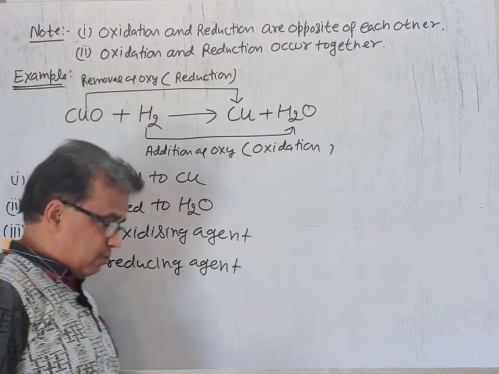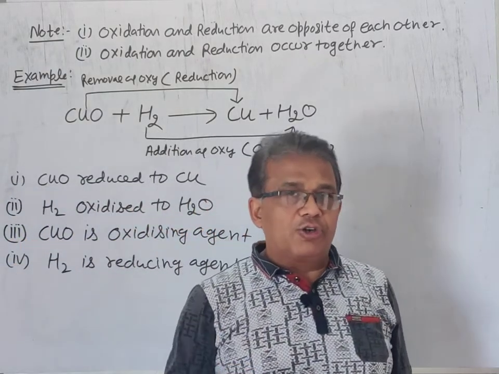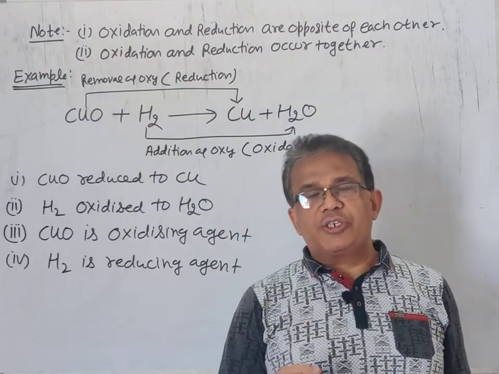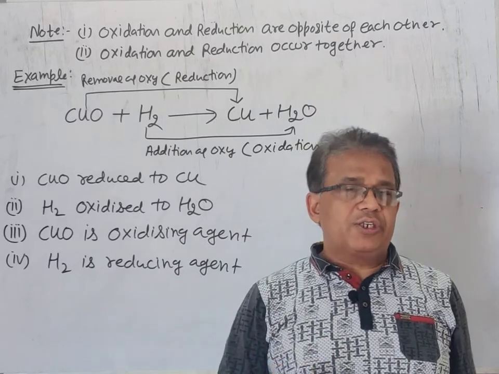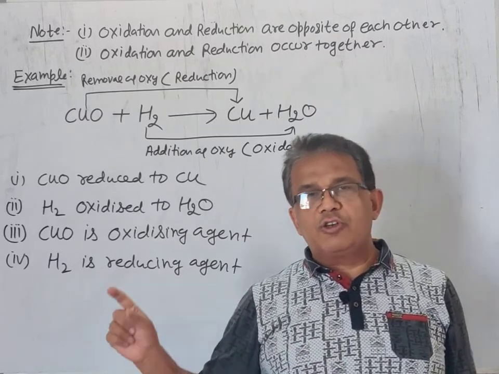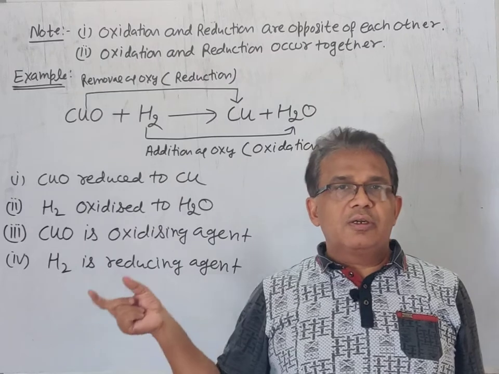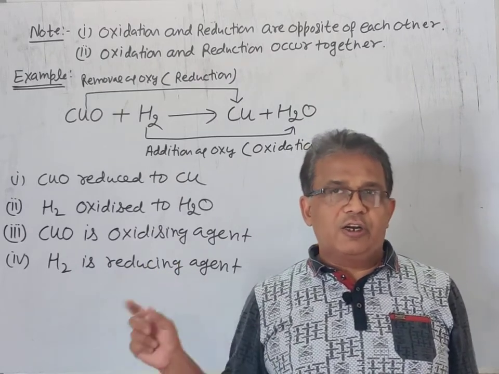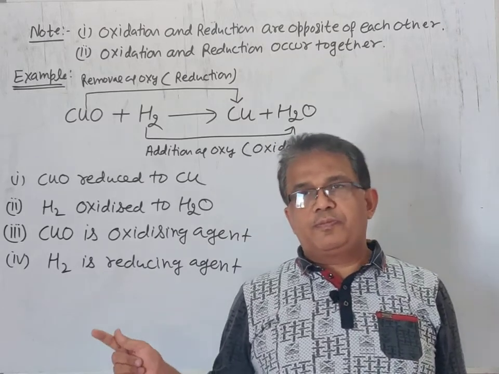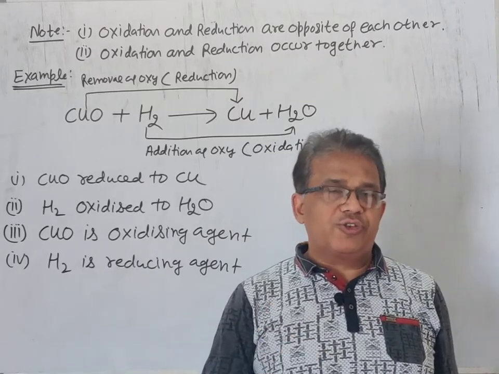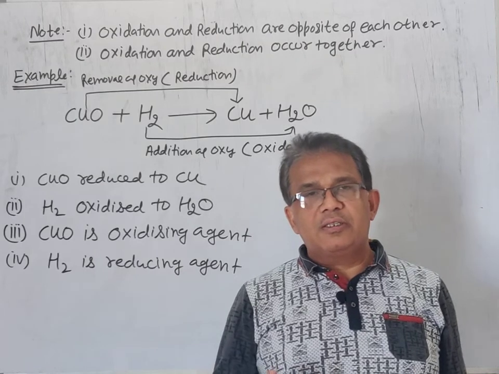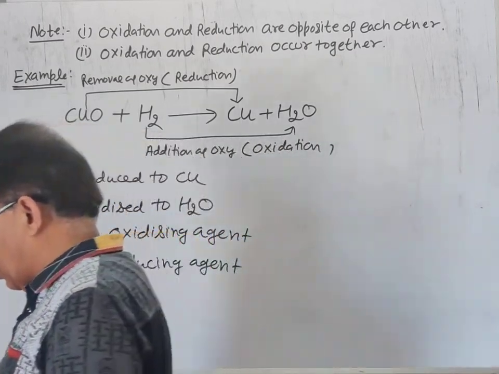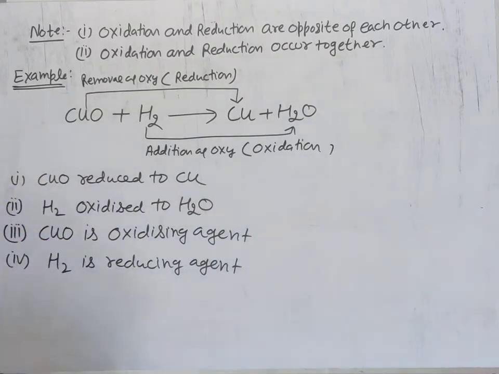So thus we have studied redox reaction, a reaction in which oxidation and reduction occur. Oxidation is addition of oxygen or removal of hydrogen, and reduction is removal of oxygen or addition of hydrogen. And the reducing agent is the substance which gets oxidized, and the oxidizing agent is the substance which gets reduced. Now we shall solve some questions.